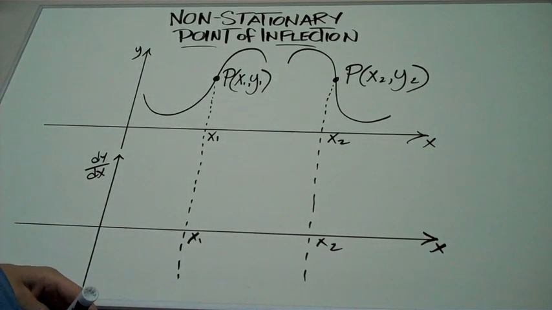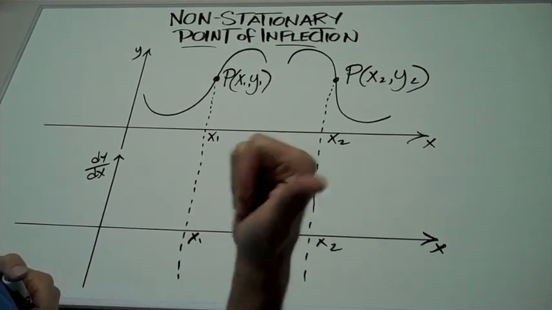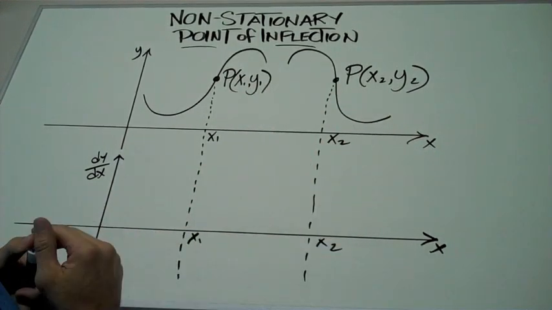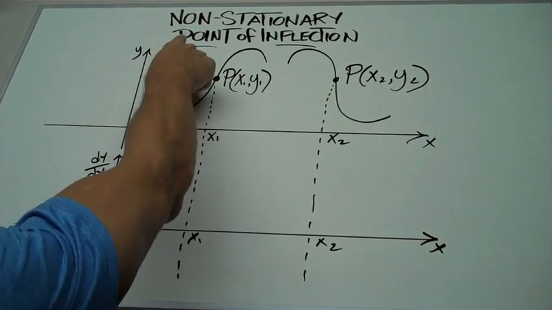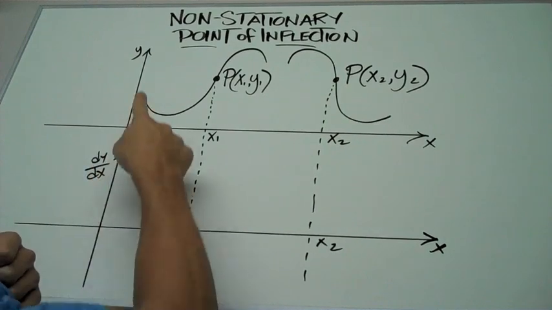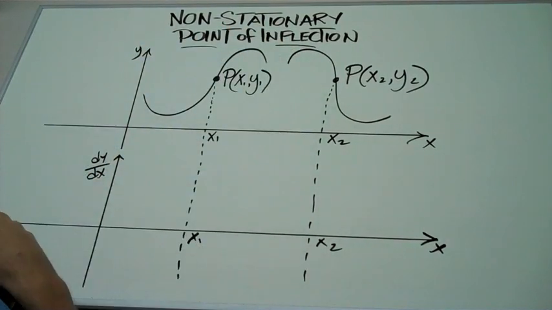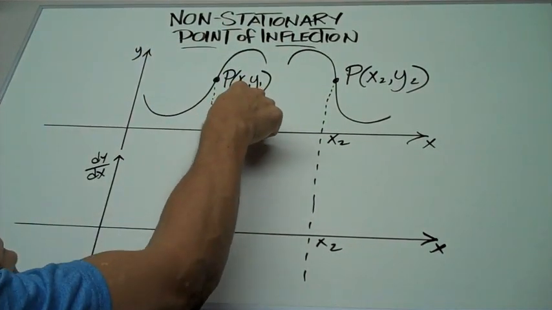We've just talked about the three stationary points: local maximum, local minimum, and stationary points of inflection. There's one more point that we want to investigate. That's called a non-stationary point of inflection. If we have a graph like this, we have this point x1, y1.